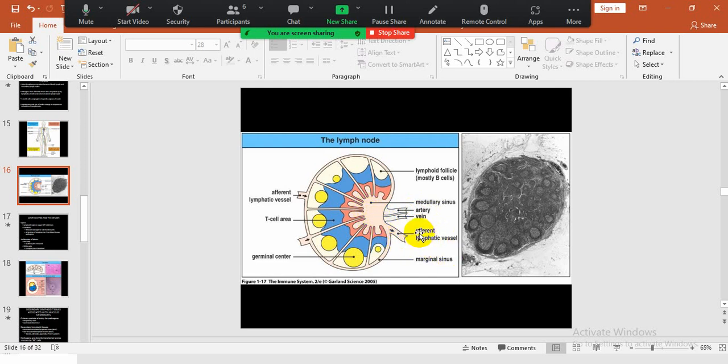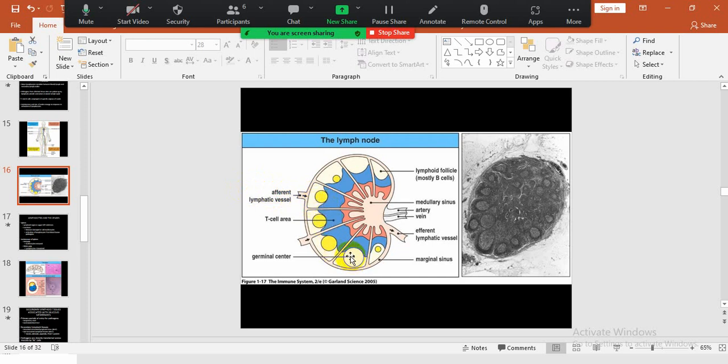Anytime you see E, efferent, it means what? It's the gateway. That's the outside. Things moving from the organ to the outside. Then the afferent means what? You can see the arrow. Blood moving from outside to inside.